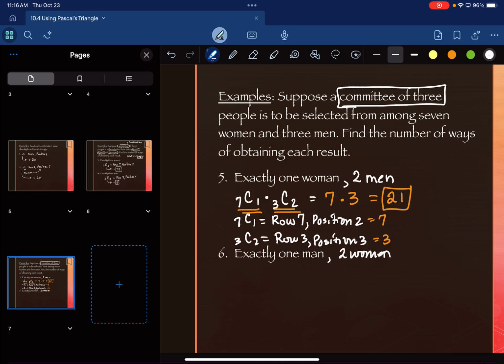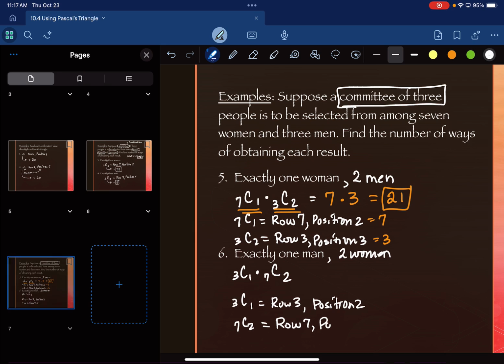So exactly one man. Well, how many men are there to pick from? 3. And how many am I choosing? 1. What about my women? How many are there to pick from? 7. And how many are choosing? 2. So we're going to find 3C1 and 7C2. 3C1, what row? Row 3. What position? Position 2. 7C2, row 7, position 3. Okay, is everybody getting where all those numbers that I keep asking you for are coming from?